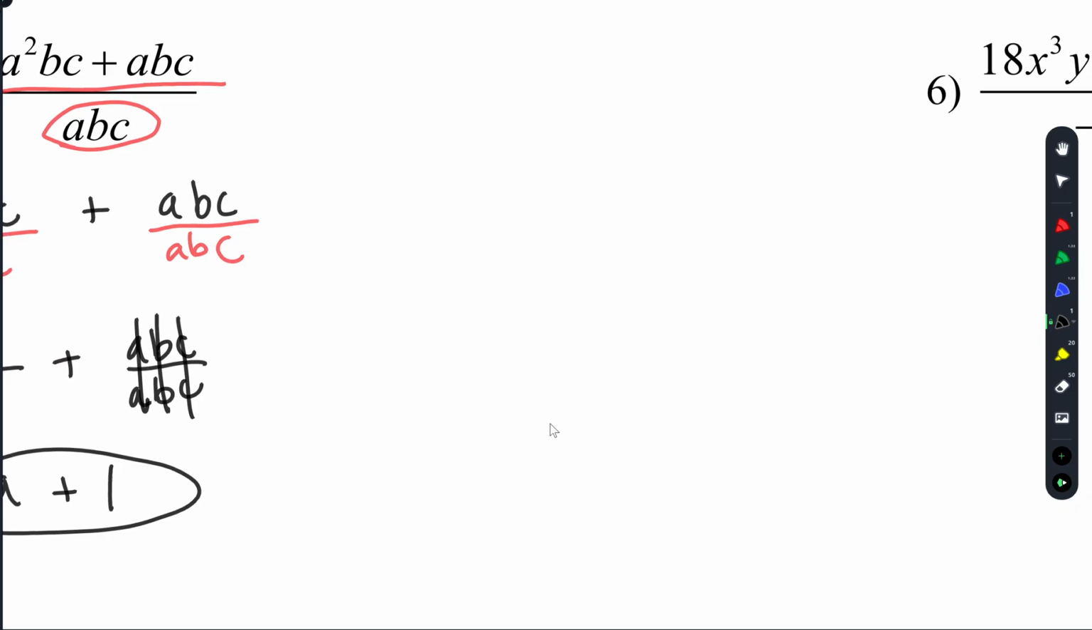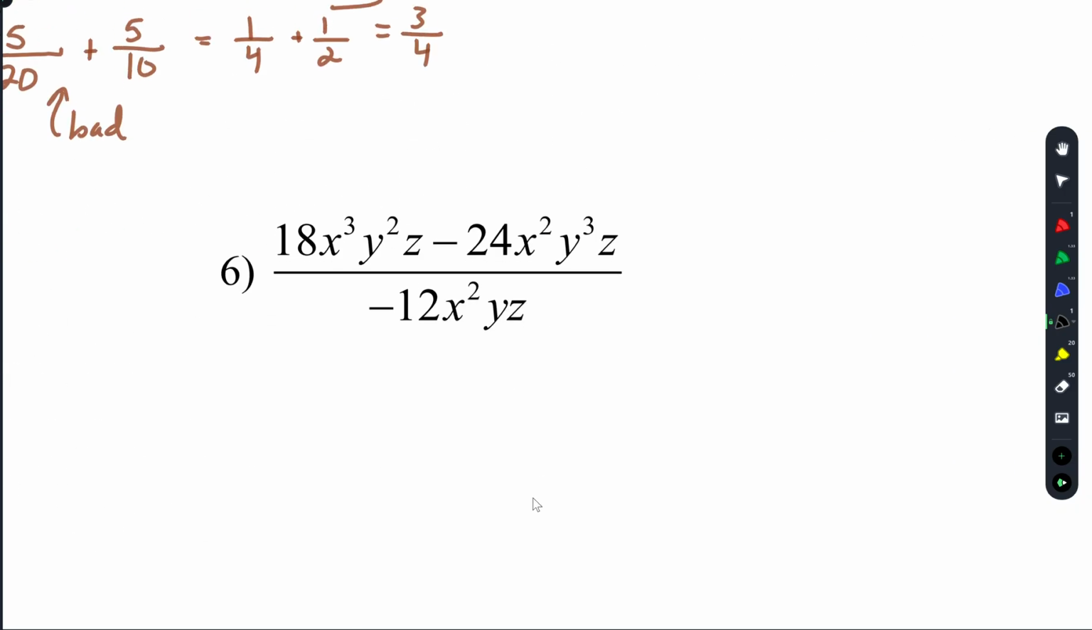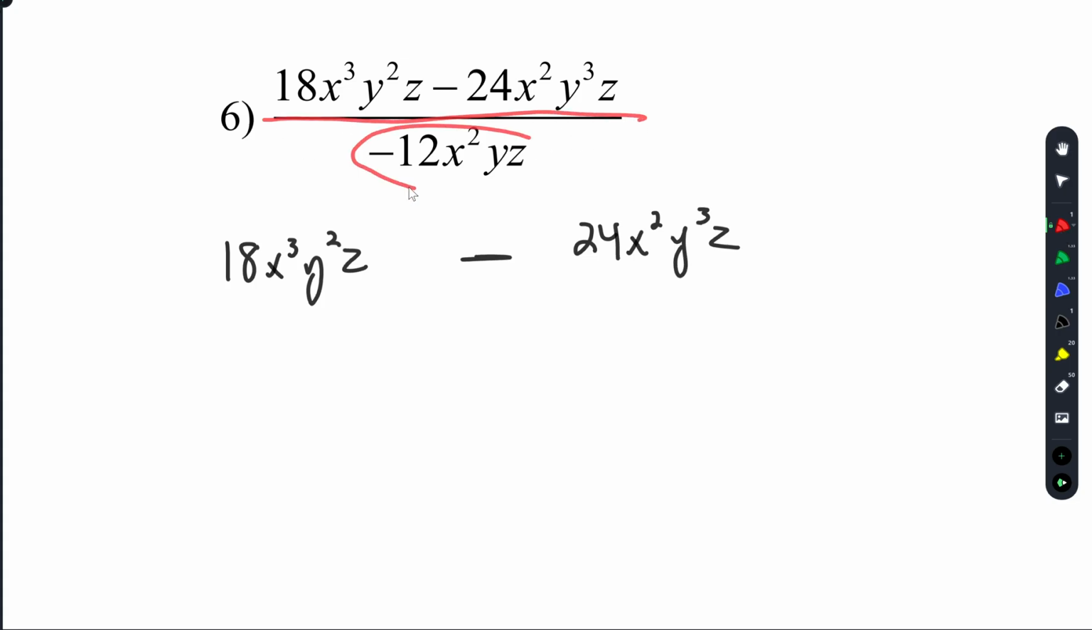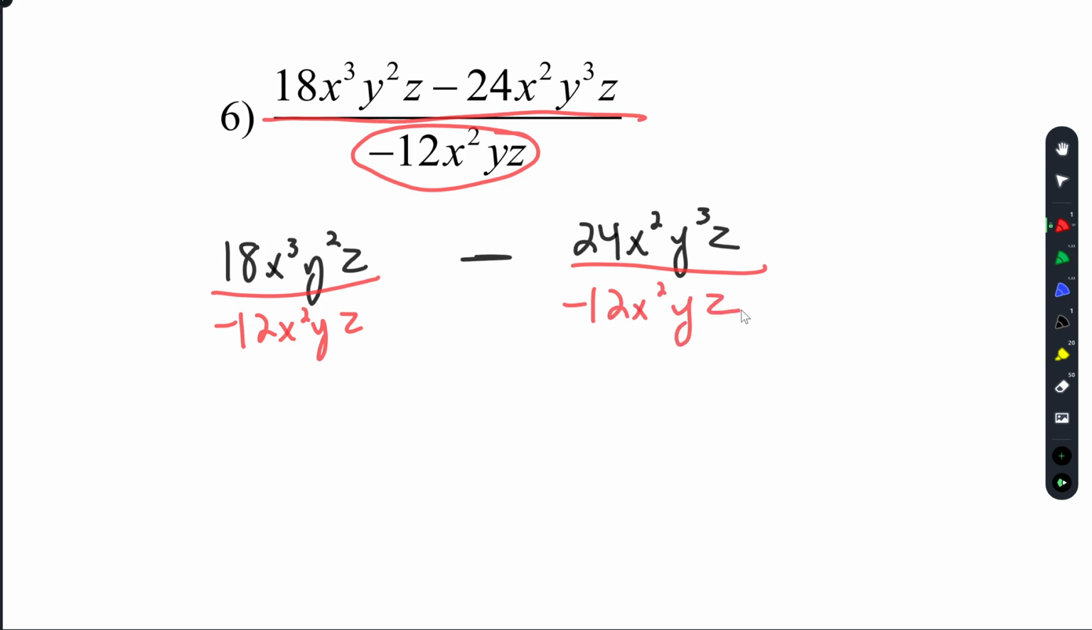Okay. So then for this one, which looks a lot more psychotic, you're going to have 18x cubed y squared z minus 24x squared y cubed z, and then you're going to divide them both by this beast. You're going to divide both of them by negative 12x squared yz, which is so obnoxious, but it's fine. And you're going to do them each separately.